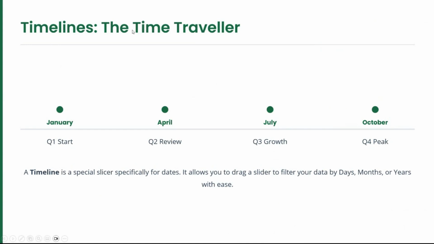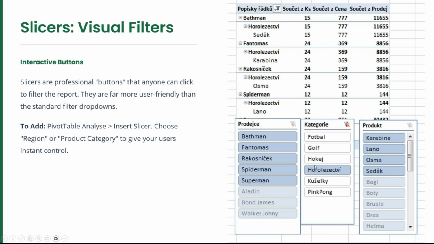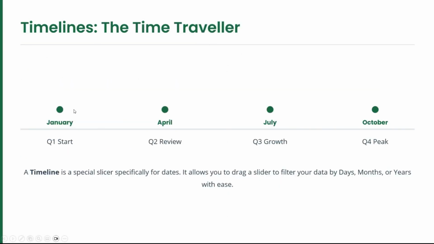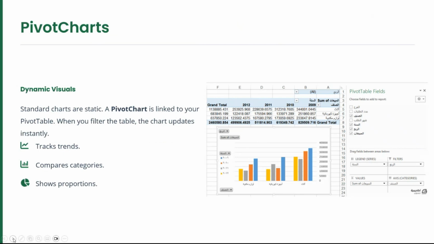Okay, so timelines. So the time traveler. So what is a timeline? A timeline is a special slicer specifically for dates. It allows you to drag a slider to filter your data by days or by months or by years with ease, basically. The previous one is where you click on it. With the timeline, it's literally like a sliding scale, which would show you if it's Q1 to Q2, and then it will dynamically change your data according to that.